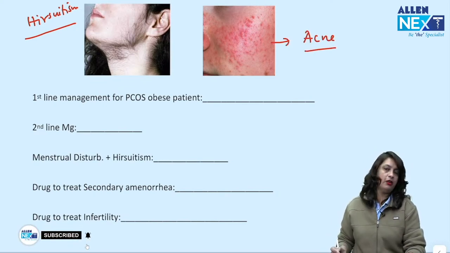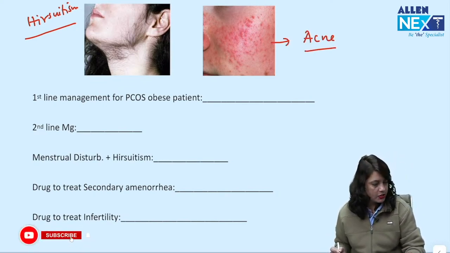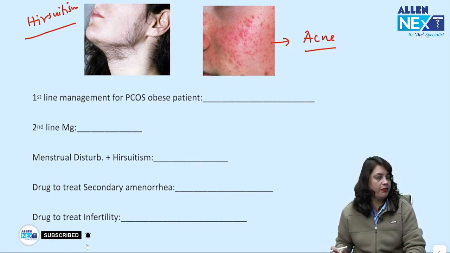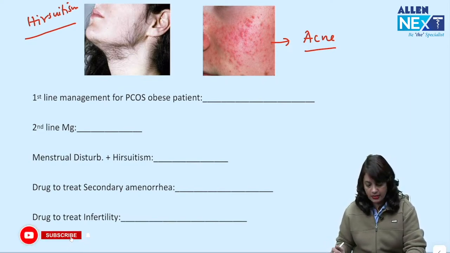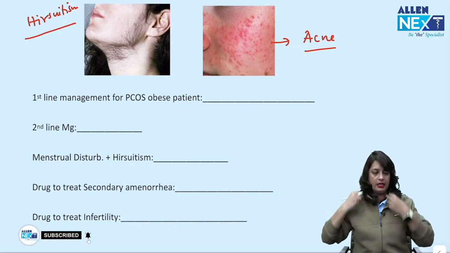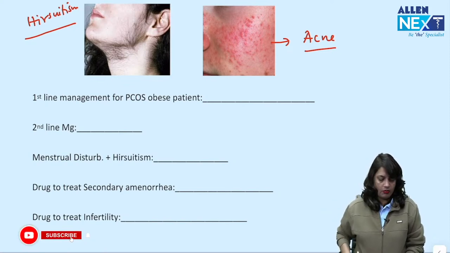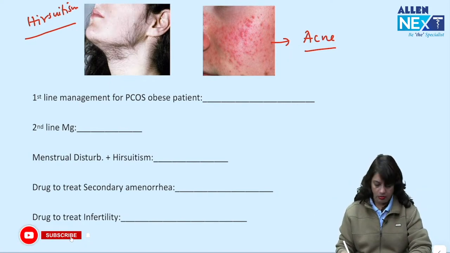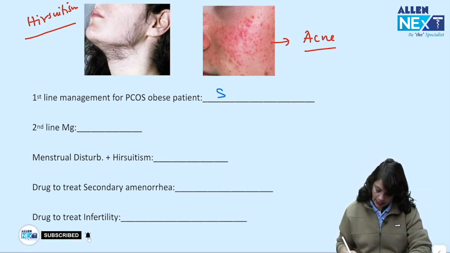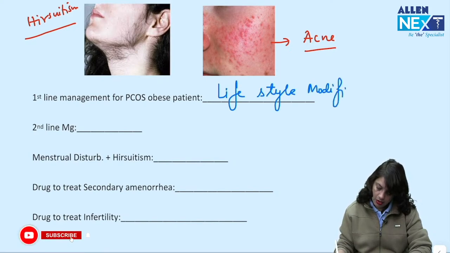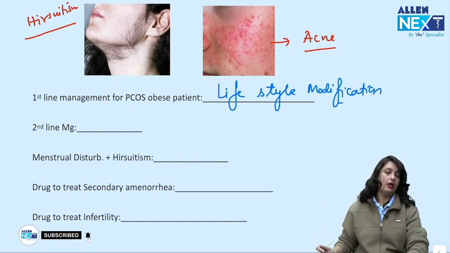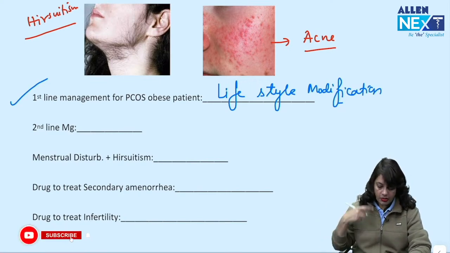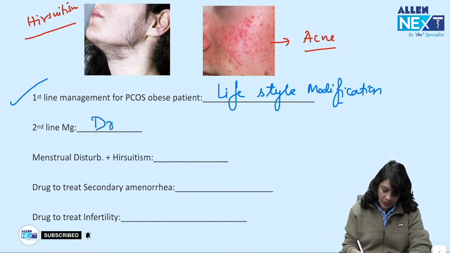So, first line management for PCOS obese patients. What's your answer? A female presented with hirsutism and menstrual disturbance and it is PCOS, what is your first line management if it is an obese patient? Your answer will be lifestyle modification. Okay. What's your second line management in PCOS patient?